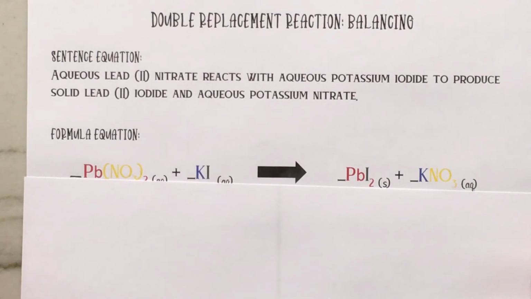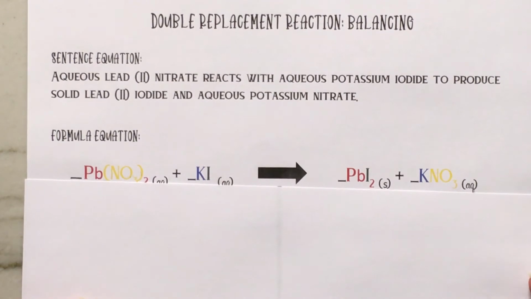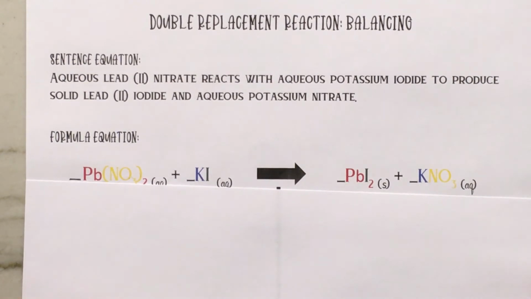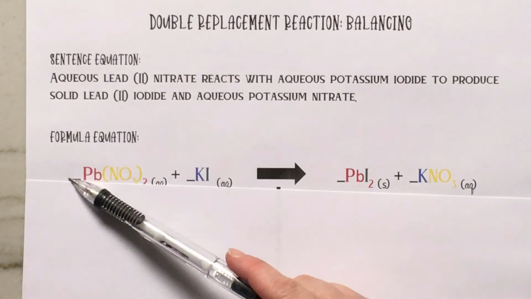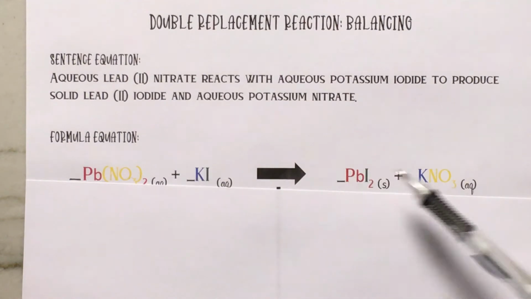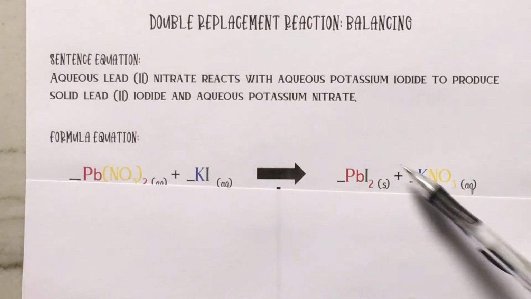This is part 2, the double replacement reaction, and in the previous video I took your sentence equation here and showed you how to convert it into a formula equation, and we stopped there. And so what we need to do is fix this, because right now this is simply a skeleton equation, meaning that you have these blanks here and these are where your coefficients go, and it's incorrect.